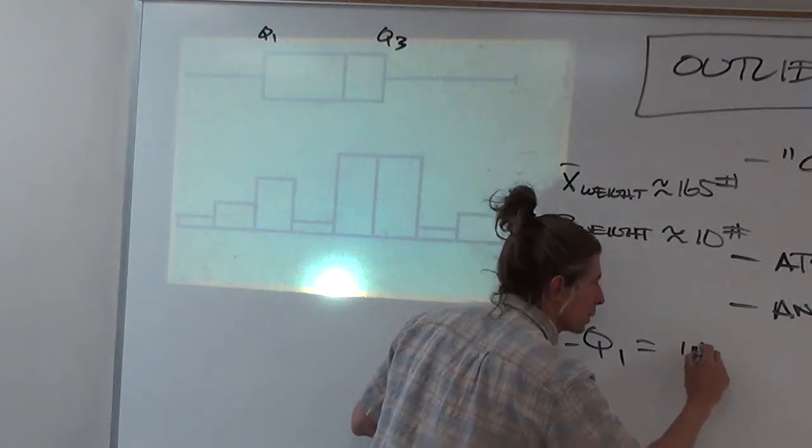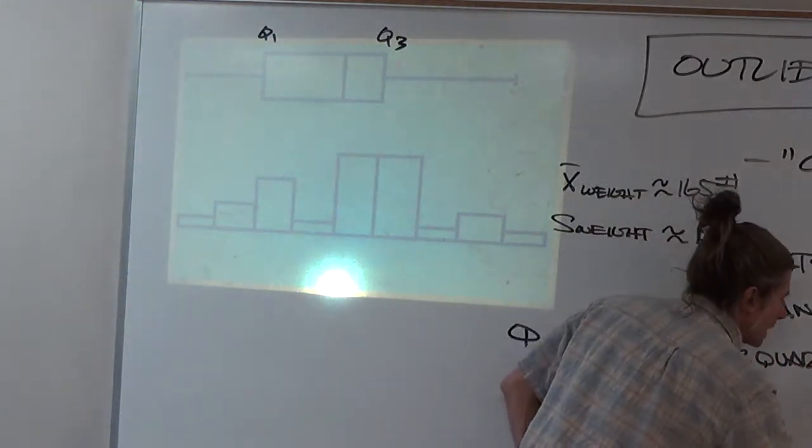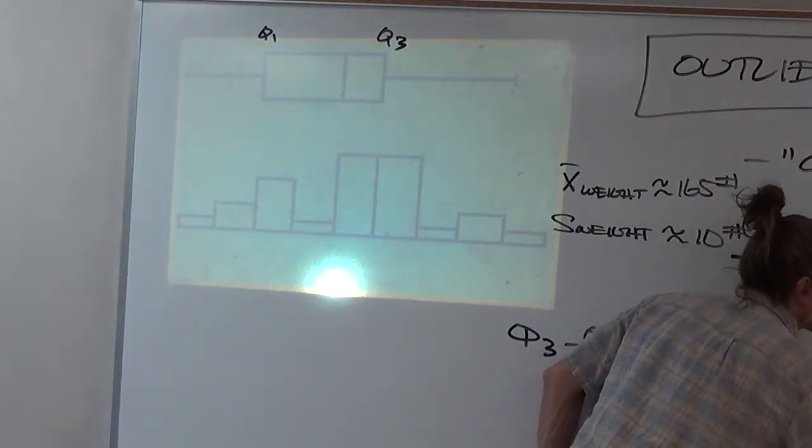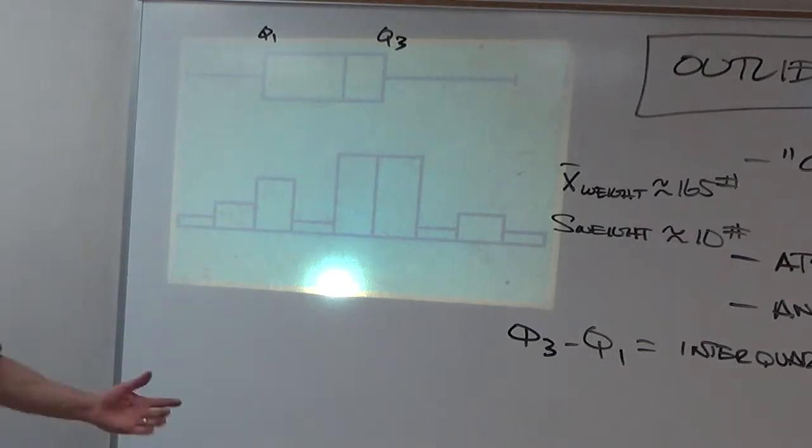is called the interquartile range. Interquartile range. Why? I don't know, it just is. Quartiles. Like an interstate highway goes between states. Interquartile. In our case, that number, I don't know what that number is. I'm going to figure it out.